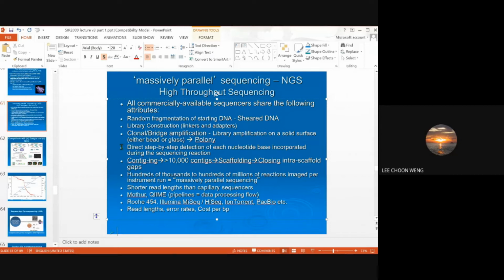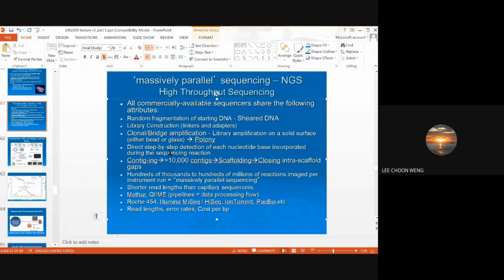Then once you have your bridge amplification done, that's where you do your sequencing reaction. This reaction is sequencing by synthesis. So this is different from your Sanger sequencing.